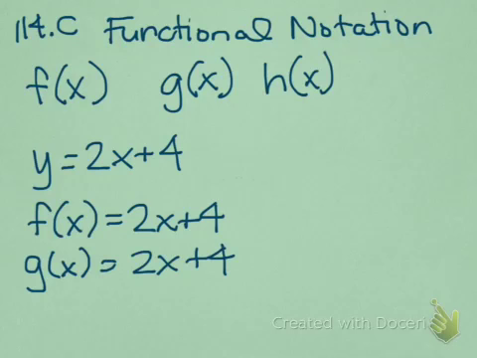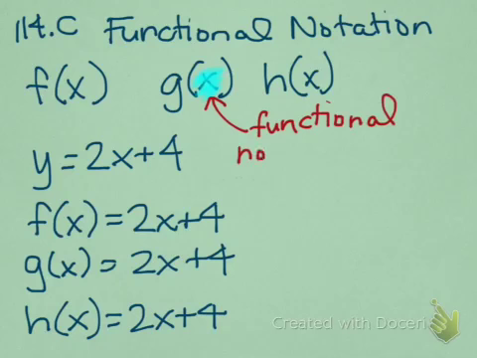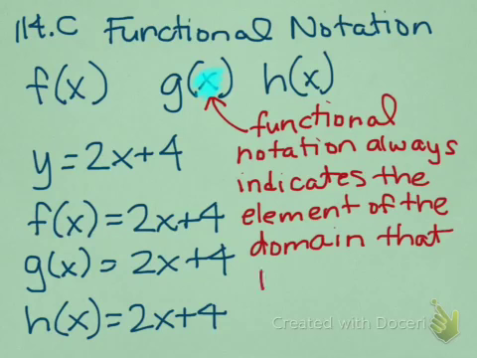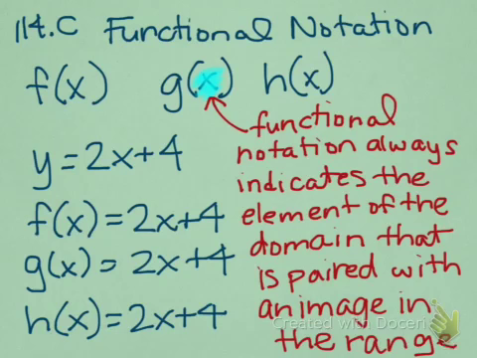We could also write g of x is 2x plus 4. We could also write h of x equals 2x plus 4. So functional notation always indicates the element of the domain that's paired with an image in the range. So like I was saying, x is your input, then your equation is going to be your output.